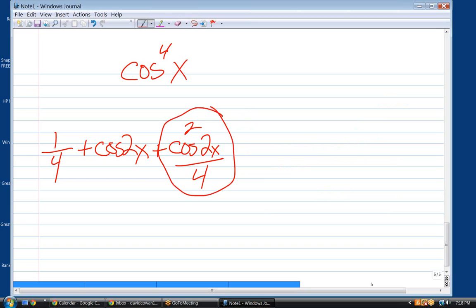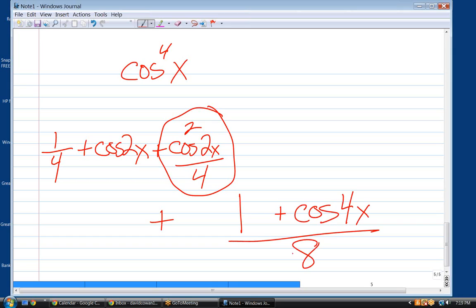The only one we have to keep going on is that. So that is equal to 1 plus cosine of 4x all over 8. Correct? How did you get there?